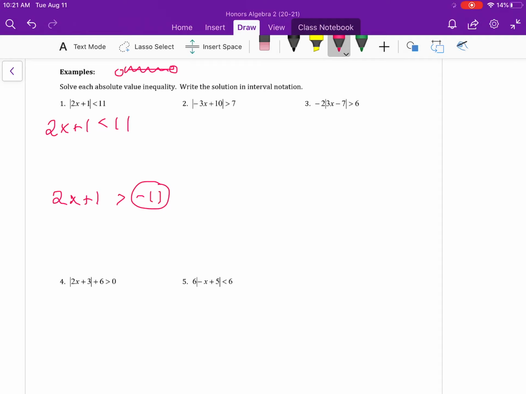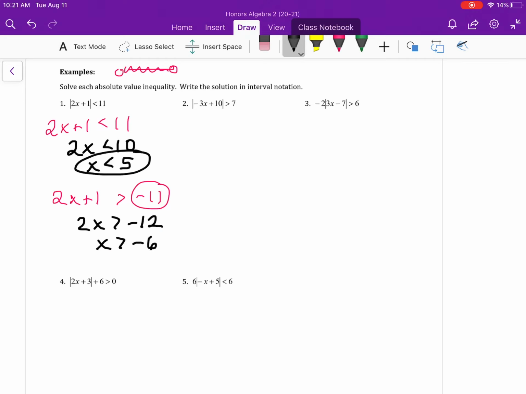So what you're going to do is you make the opposite side negative and you flip the sign. Those are the strategies here. So subtract 1, you get 2x is less than 10. So x is less than 5. That's good. Subtract 1, 2x is greater than negative 12. So x is greater than negative 6. So let's graph that. I'm going to erase this eventually. Actually, no, I'm not. It needs to be less than 5, but greater than negative 6. Oops, and that needs to be an open circle.